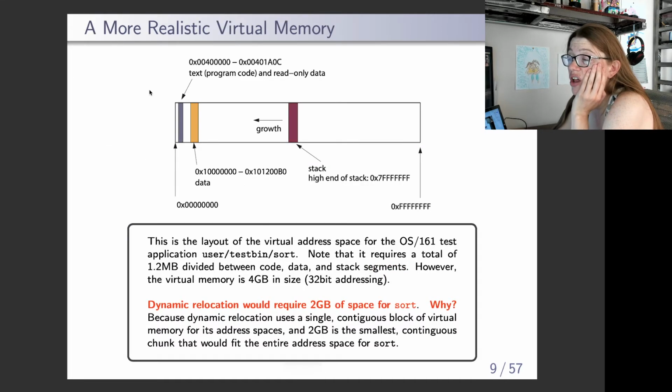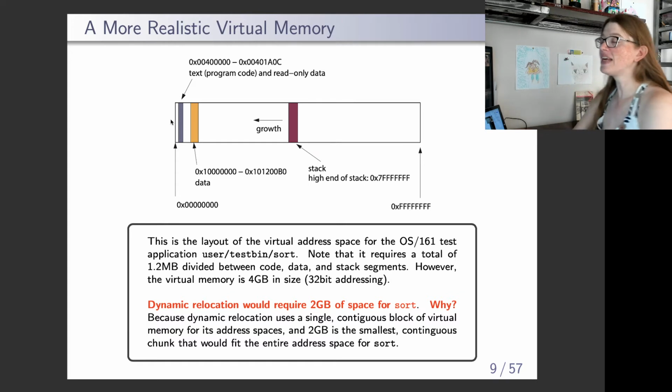Address spaces actually look like this, where you've got the code segment, the data segment, and then the heap or the stack segment really far away. If we were to use this real address space with dynamic relocation, every single process would have a 2 GB address space, every single one, because dynamic relocation requires one contiguous allocation. With a real layout of an address space, that would be 2 GB for every process because of all the extra white space in between.